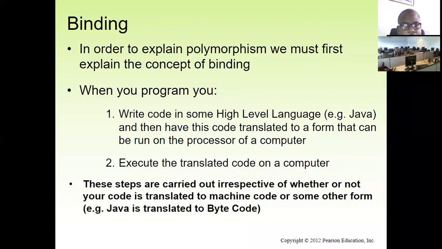However, before we go on to that, we need to talk a little bit about the concept of binding. When you write your program, you write it in some high-level programming language, and for this course, of course, our reference is Java. Now, that has to be translated into what we call machine code to be run on the processor of some computer. These steps are carried out irrespective of whether or not your code is translated into machine code or some other form. For Java, we use something called bytecode, which is an intermediate type of code, which is then executed by the Java virtual machine.